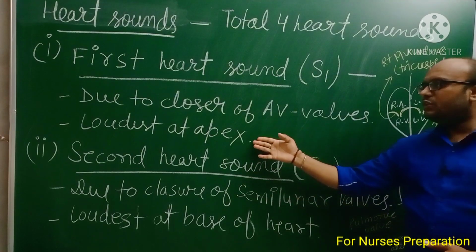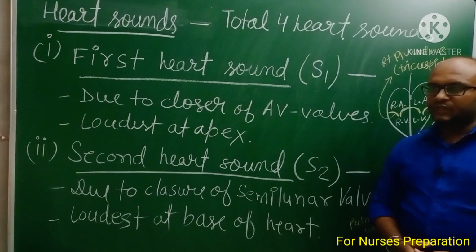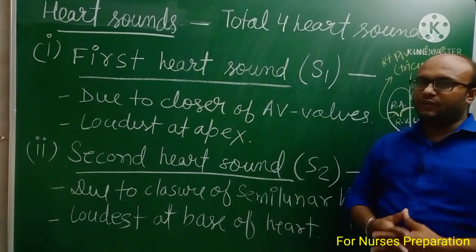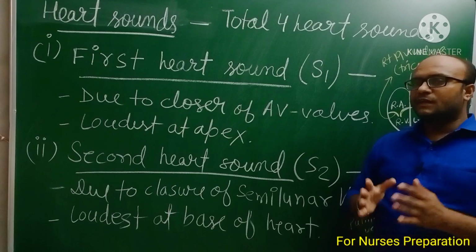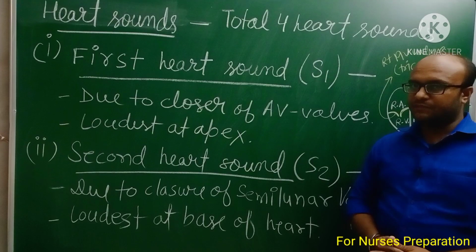The first heart sound is heard loudest at the apex of the heart. The apex of the heart is the pointed tip of the heart that is located on the left side of a person at the fifth intercostal space.